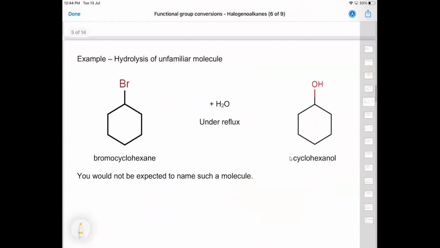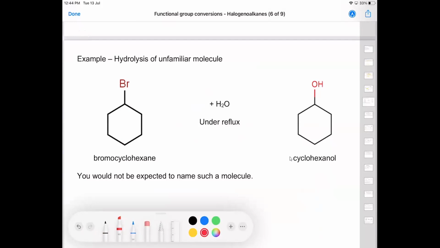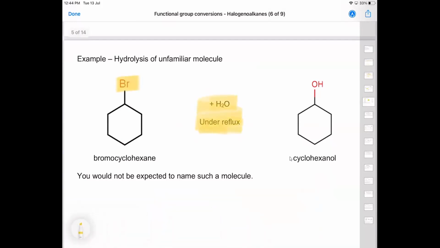So again, don't worry about how unfamiliar the molecule looks. You identify the functional group and you identify the specific conditions. So here you identify the bromine, you identify under reflux with water, and you identify the product as the OH group. And again, you would not be expected to name complicated molecules like this, but you would be expected to know that under these conditions, I'm going to get that substitution taking place. Cool. So if you see a bromine, if you put it under H2O and reflux, we're going to swap the bromine for an OH group.